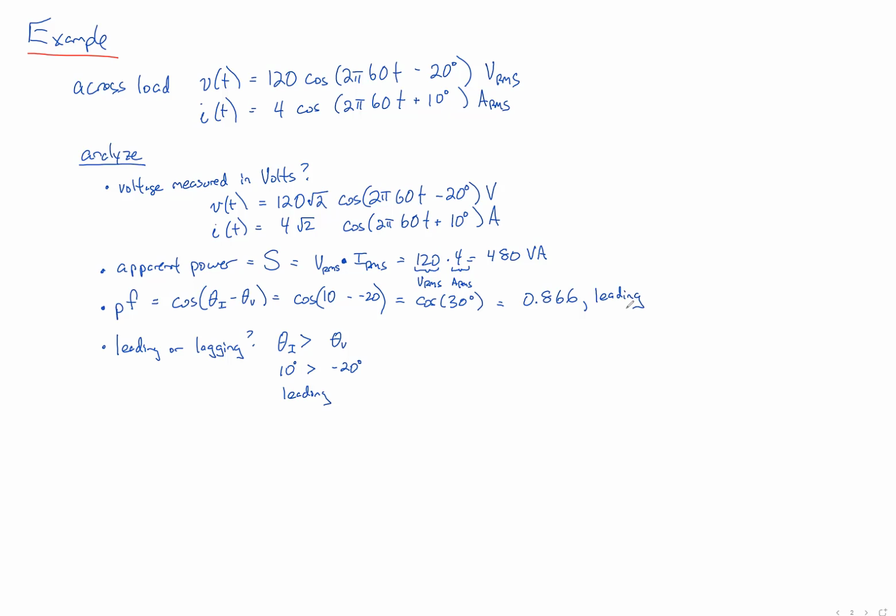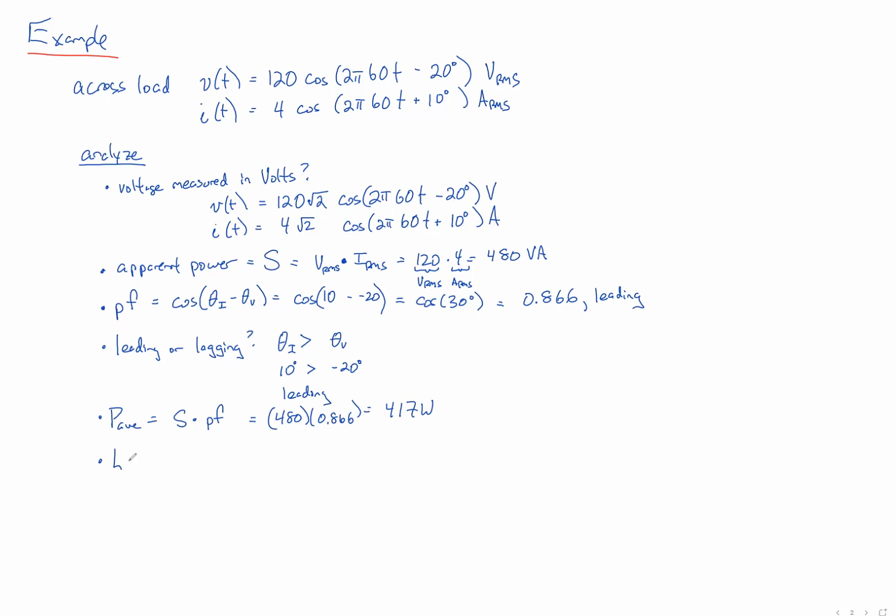Let's see, what else can I possibly do to this? What's the average power? It's your apparent power times your PF, which is just 0.866. That's it. So it's whatever our apparent power is, and we've already said that's 480 times 0.866. So that works out to be about 417. And what are the units on that? Watts. Not volt amps, which is apparent power, but watts, which is average power.